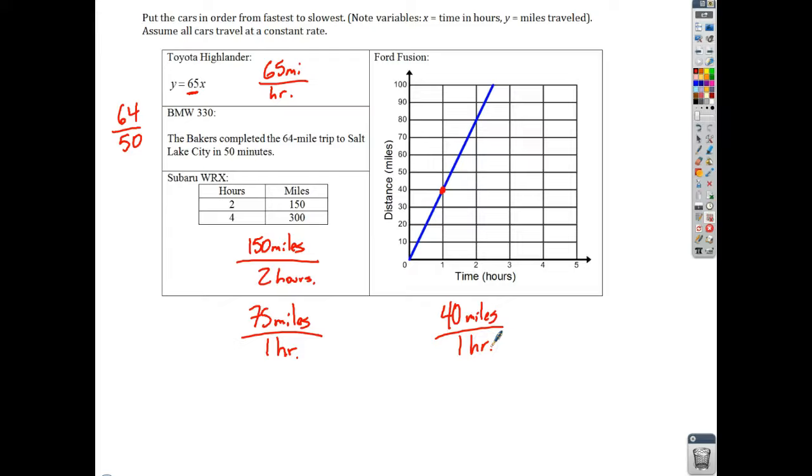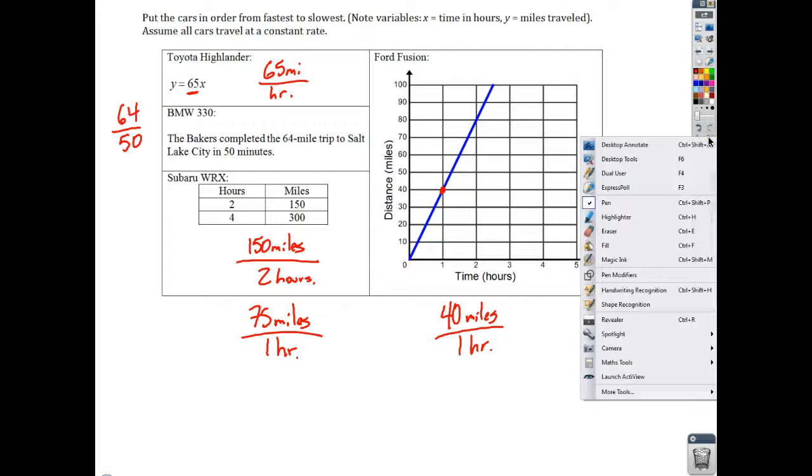So let's figure out this 64 in 50. Okay, so we could divide it. I'm trying to think if there might be an easier way to get to 60 minutes. We could divide by 5 and then multiply by 6, or we could just use a calculator. For the sake of time, let's use a calculator. So I'm going to pull out the math tools, which are here.